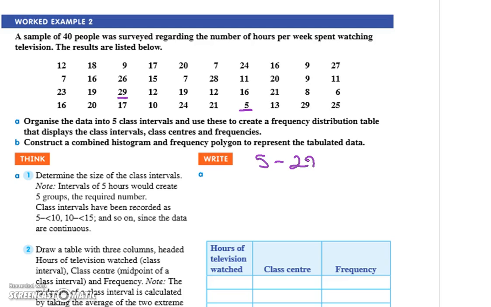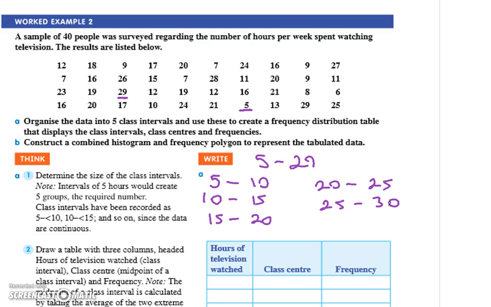Okay. So we can actually start at 5. Okay, let's go 5 to 10. What would the next one be? Okay, 15 to 20. 20 to 25. 25 to 30. All right, that's very close, but not quite right.